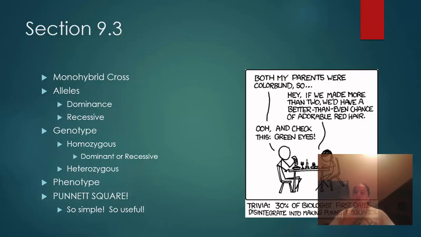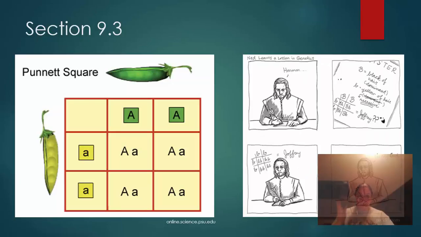Needless to say, just talking about this can be a little confusing. So geneticists have tools to help describe and diagram out exactly what these relationships look like. This tool, our best tool for this, is called a Punnett square, and you're going to love it. It is so simple, it is so useful. Let's have a look. We're going to first do this with peas because peas are what Mendel was studying.